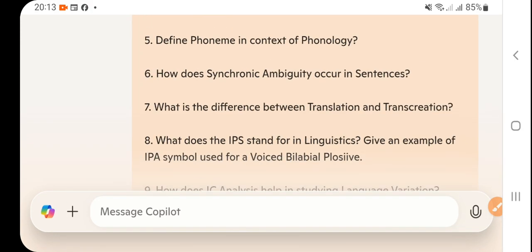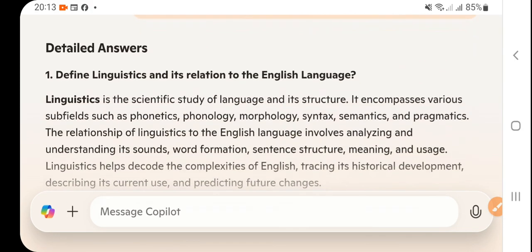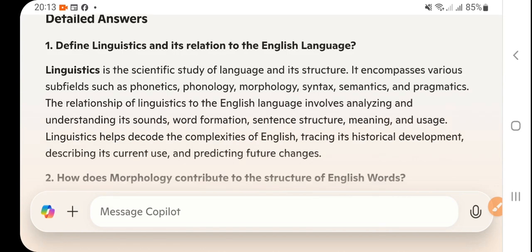So let us see. The first question is: define linguistics and its relation to the English language. Linguistics is the scientific study of language and its structure, based on facts and figures. For example, how airflow comes, how sounds are produced, the mechanism, organs of speech, articulators, all these come under linguistics, right?